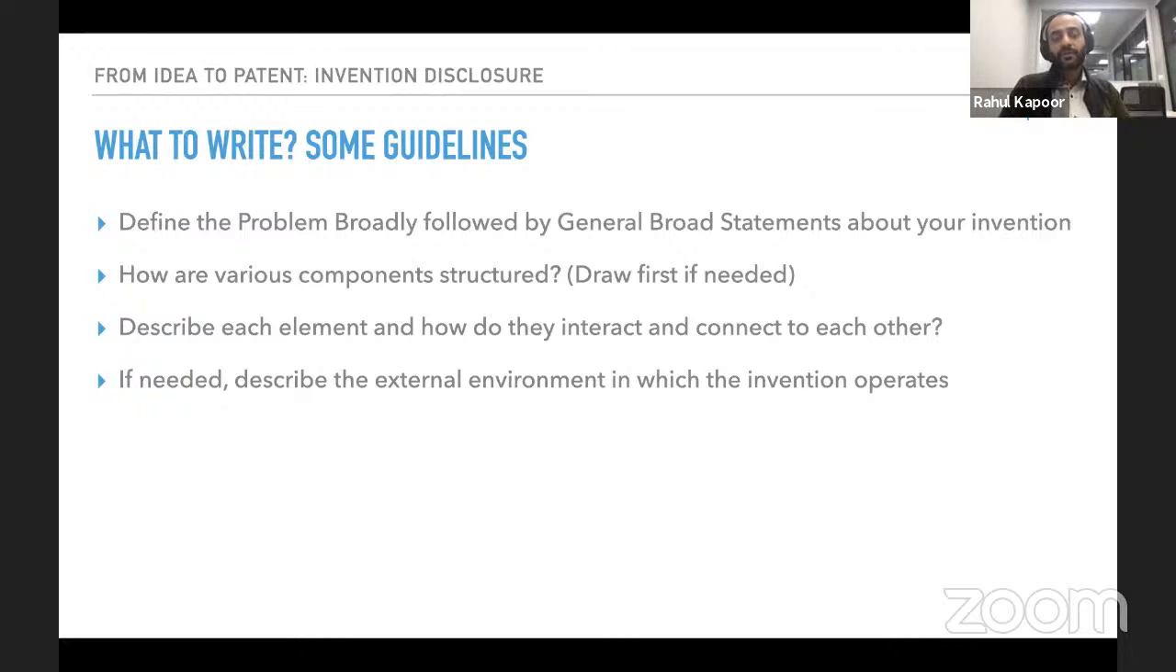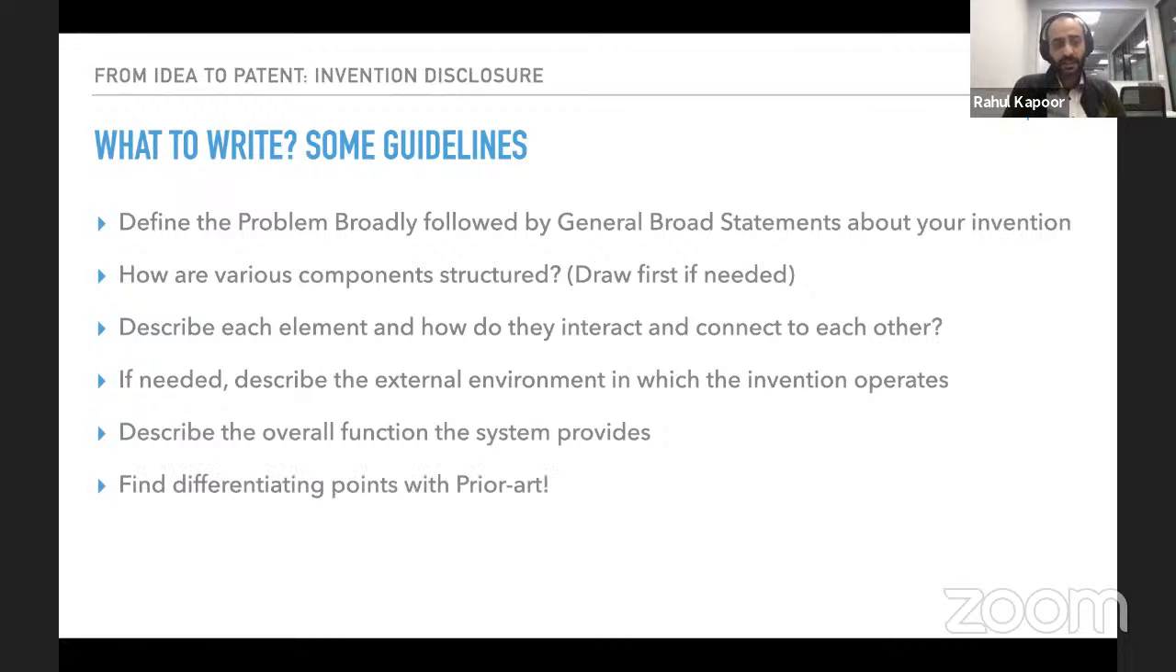Like, for example, does your invention need an external battery supply? What is the voltage of that battery supply? Can it be operated indoors? Will you need to heat up your solution to a certain temperature before you can proceed? So these are some of the external environment in which your invention operates.